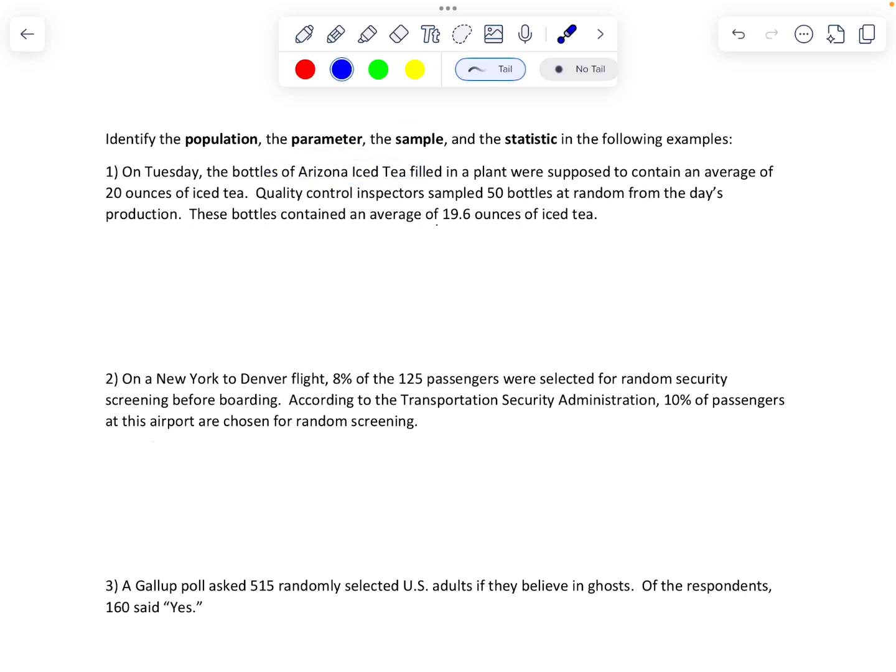Not sure if I have any tea drinkers in the class, but every time you fill a bottle, it's supposed to have an average of 20 ounces in it, right? But there's like error with the machinery that fills the bottles full of the tea, all that kind of stuff. So quality control inspectors sample 50 bottles, and it turns out that the average of just those 50 is 19.6.